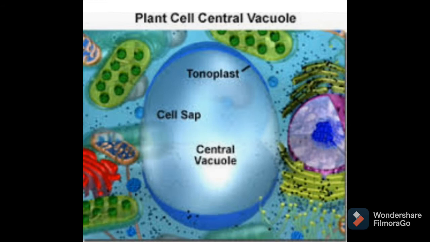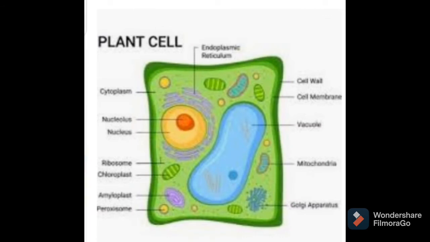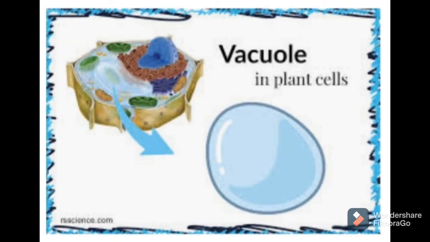So what are the functions of vacuoles? Vacuoles help the plant cell to remain turgid and rigid due to the presence of cell sap. Students, you can see in the diagram, almost 50 to 52% of the area of the plant cell is covered by the vacuole, filled with cell sap, and because of this the plant cell remains turgid and rigid. These vacuoles give support, rigidity and turgidity to plant cells.